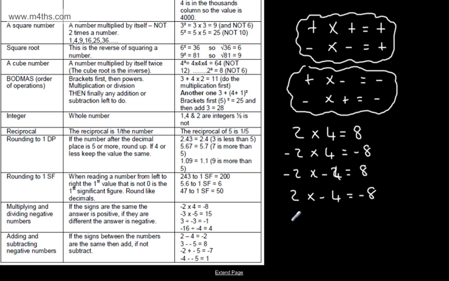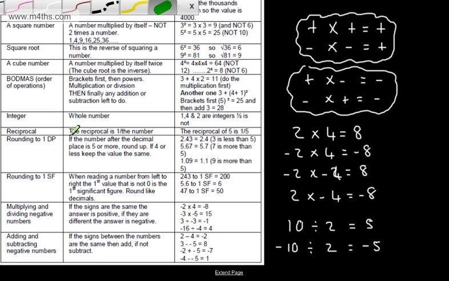So if we were doing, for example, 10 divided by 2, we know the answer is going to be 5. If we had minus 10 divided by 2, this is going to give us minus 5, as one is positive and one is negative. Same goes, minus 10 divided by minus 2 will give us positive 5. So your take-home message is, if the signs are the same when multiplying or dividing, your answer will be positive. So that one is sorted.